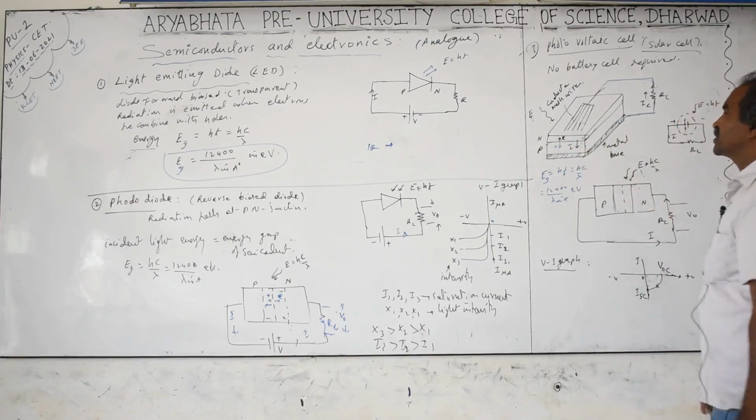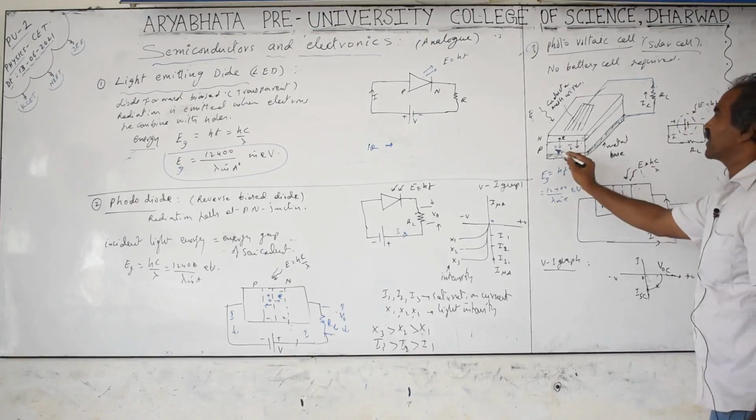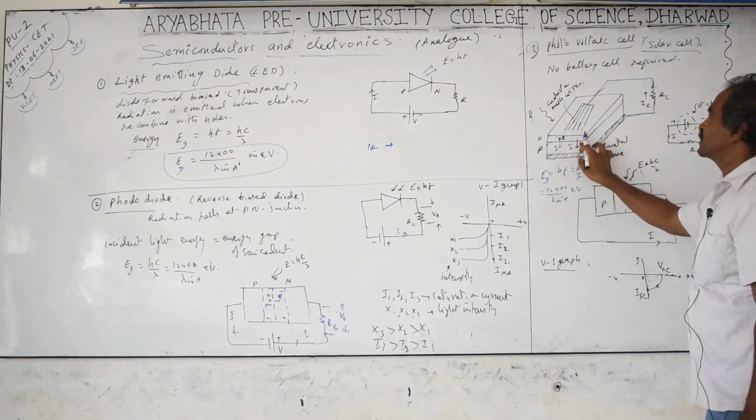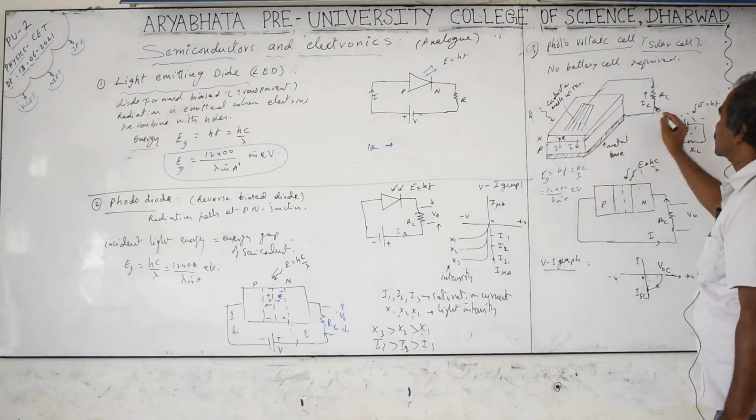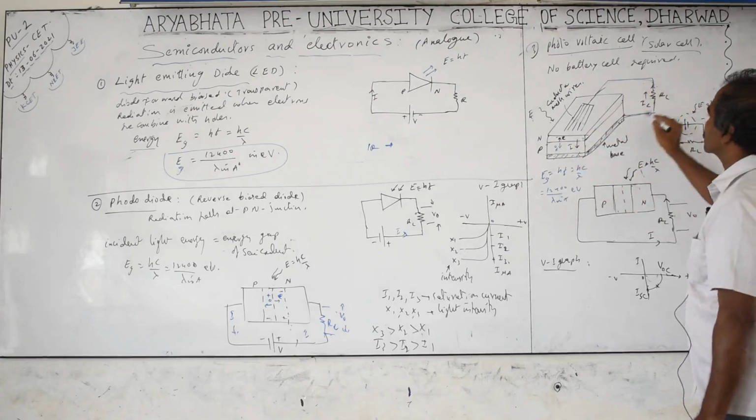So the conventional current direction is determined by the positive charges, which means holes. Holes behave like a positive charge, electrons behave like a negative charge. So electrons go towards the N side, holes go towards the P side, and current is produced here. This is the direction of conventional current in the circuit.